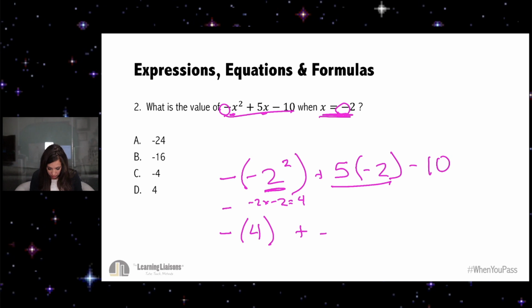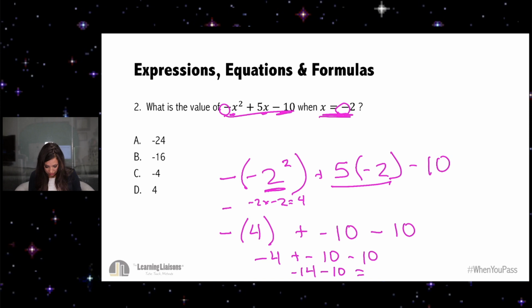So I'm going to do a negative 10 here minus another 10 because that was part of the original problem. Negative 4 plus negative 10 minus 10. Now I'm just going to go from left to right and solve it. Negative 4 plus negative 10 is negative 14, minus 10. Negative 14 minus 10 equals negative 24. So I know my answer is A by plugging my value of x into my equation and solving.